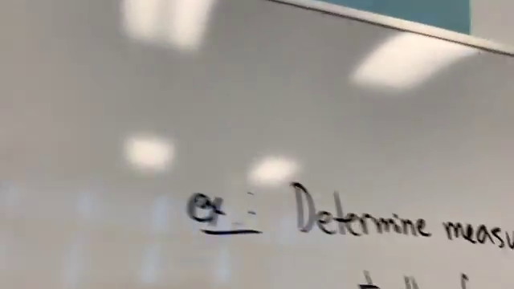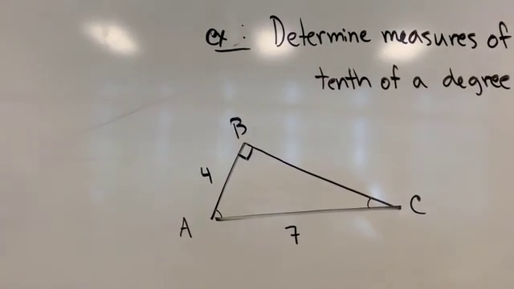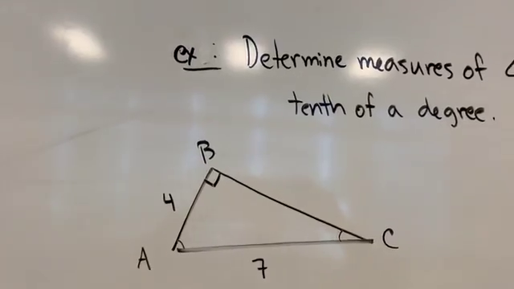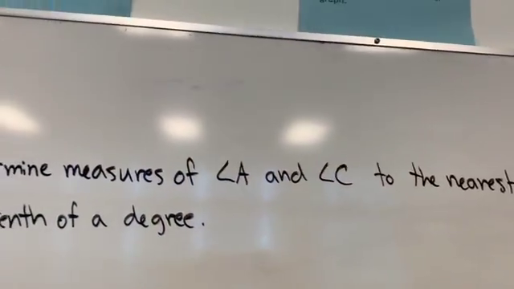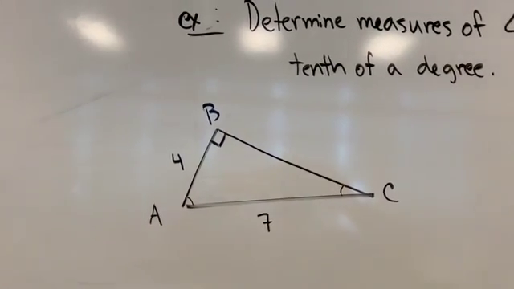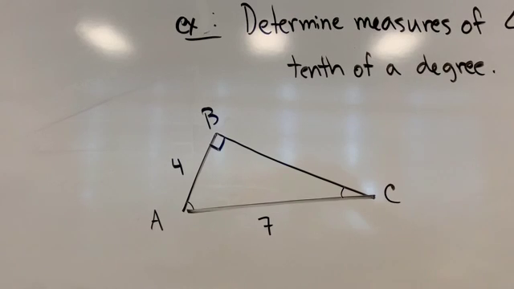So here's another example of a question where we've got this triangle, we've got two sides given, and we're asked for the measures of both angle A and angle C to the nearest tenth of a degree. So we want both of these other angles here. There's no reason to find the missing side. No one's asked for it, and we don't need it.